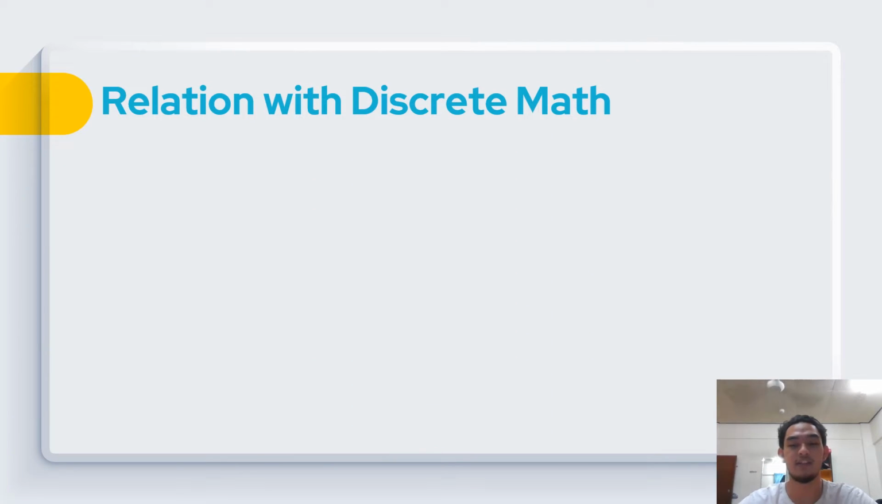Up next is the relation of Mendel's first law to discrete math. There are 2 chapters from discrete math which were applied by this law. One of them is chapter 2's logic and proof, specifically the truth table of conjunction.